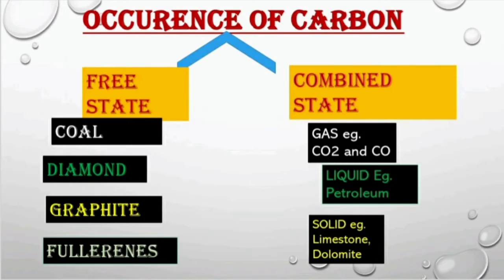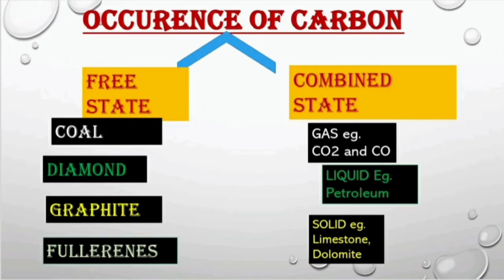Occurrence of carbon. Carbon can either exist in free state or combined state. When carbon occurs as an element, it is called free state. When carbon combines with other elements to form compounds, we call it combined state. When carbon occurs as a free state, as an element, the examples are coal, diamond, graphite, fullerenes. These are all forms of carbon in free state.